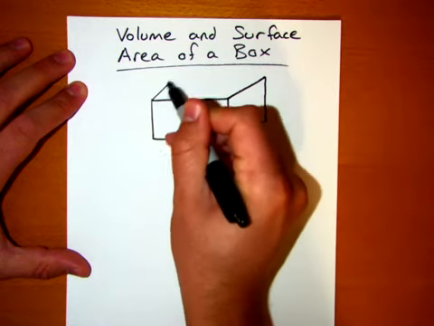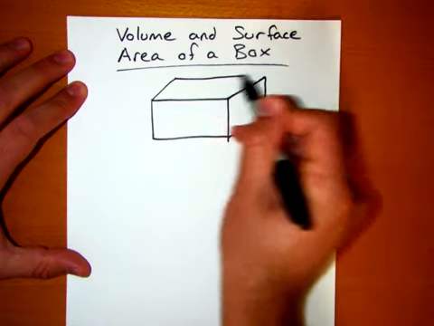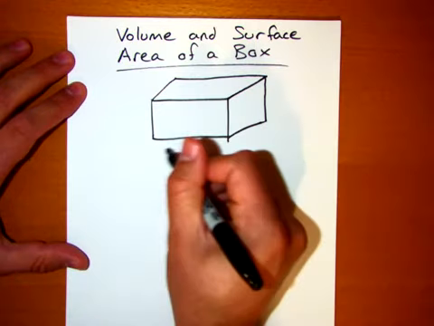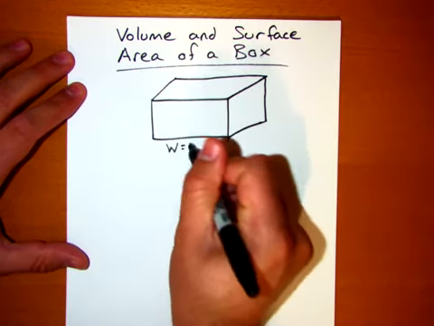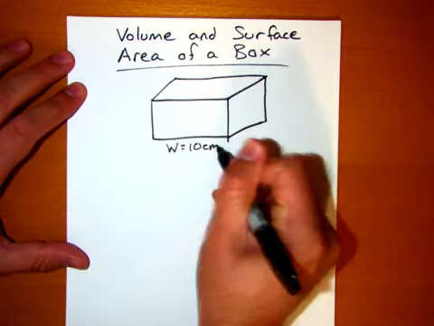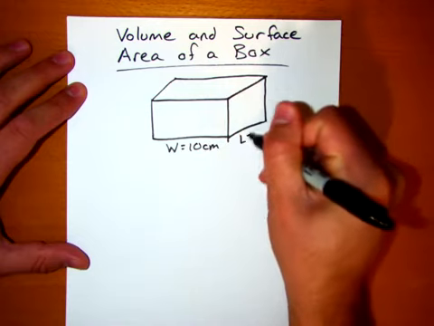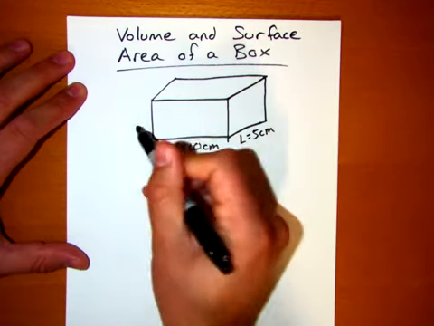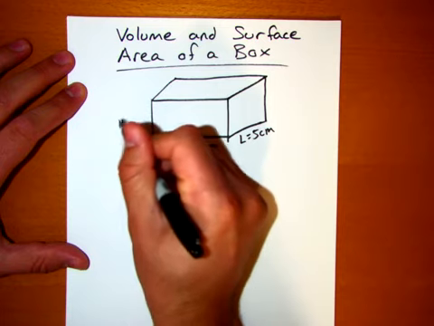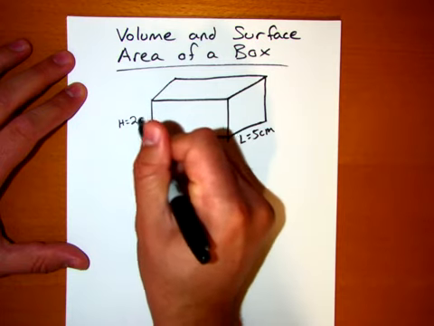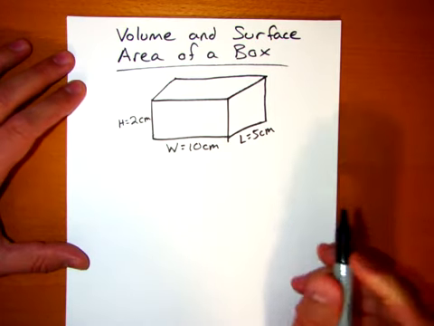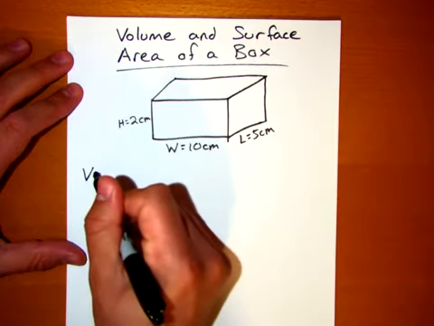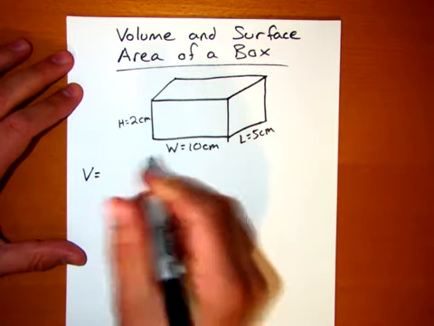This box is going to look something like this. That's not bad, I guess. And we're told it's got a width of 10 centimeters, a length of 5 centimeters, and a height of 2 centimeters. Well, the volume of the box, that's the easier calculation of the two.